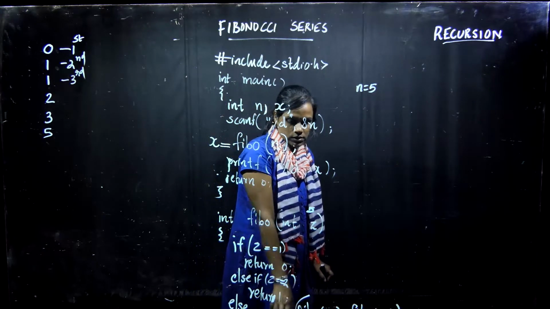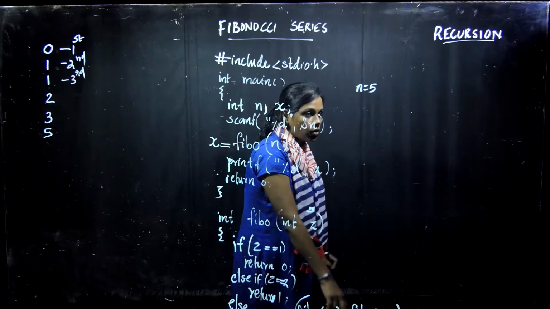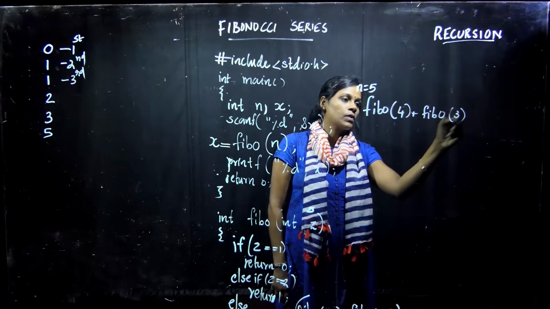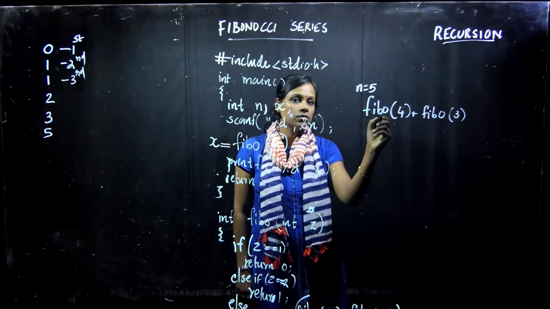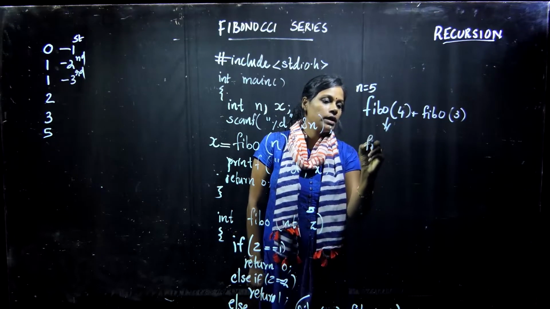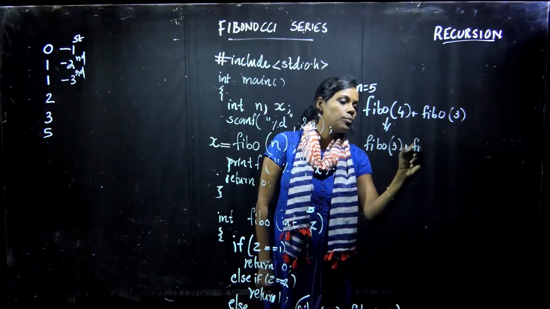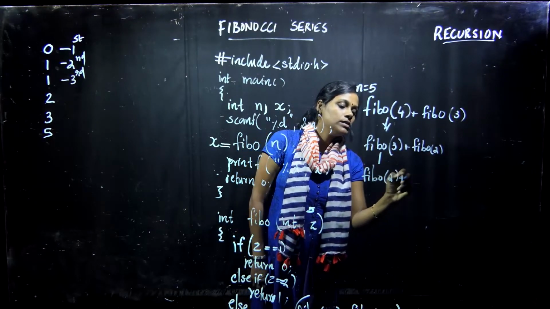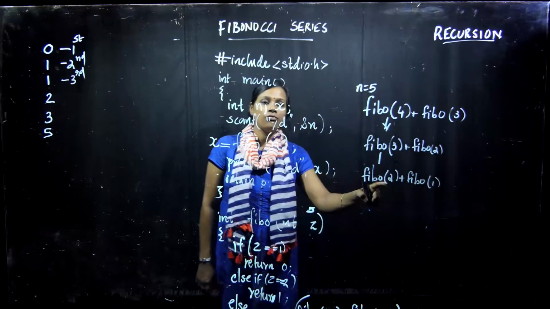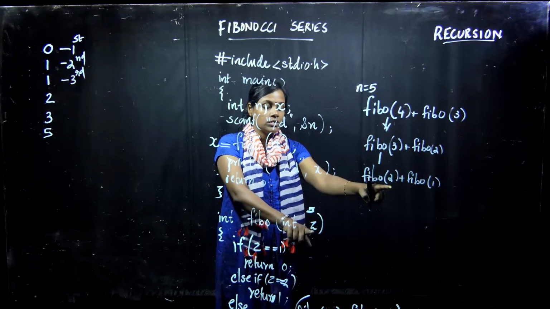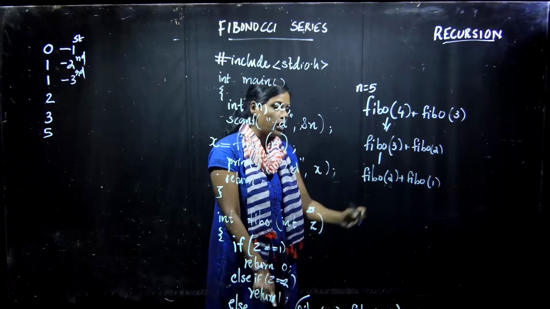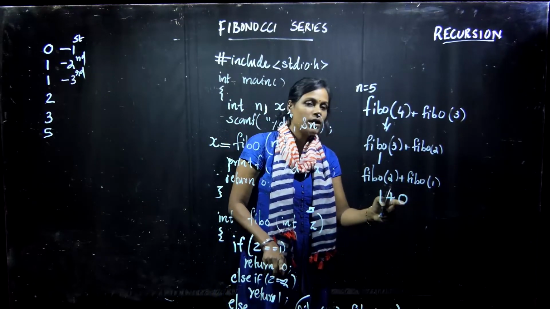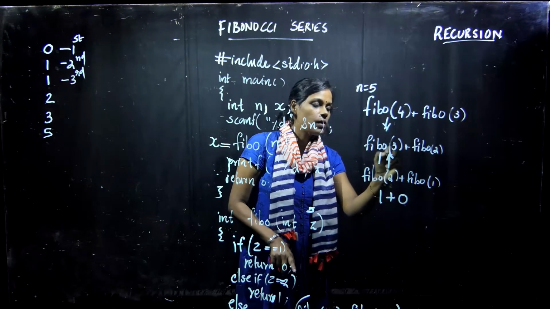So here you can see what this function returns: Fibo of n minus 1 plus Fibo of n minus 2. That means Fibo of 4 plus Fibo of 3. Then again the compiler sees this function called, so this will be executed as fib of 3 plus fib of 2. Then fib of 3 is called again, so fib of 2 plus fib of 1. What is the value of fib of 2? If z has the value 2, what is the output? It is 1. So 1 plus fib of 1, where z is equal to 1, returns 0. 1 plus 0 is 1, which is returned to this function call.